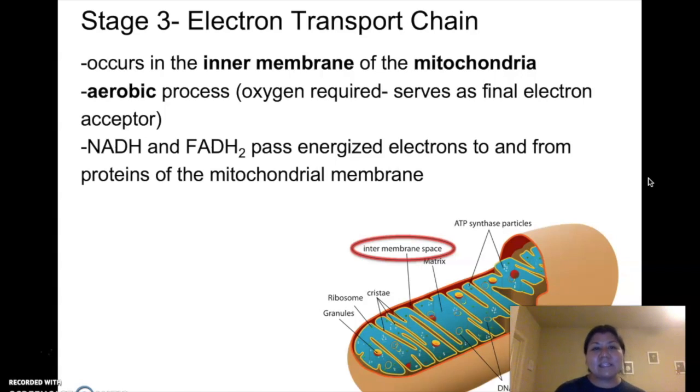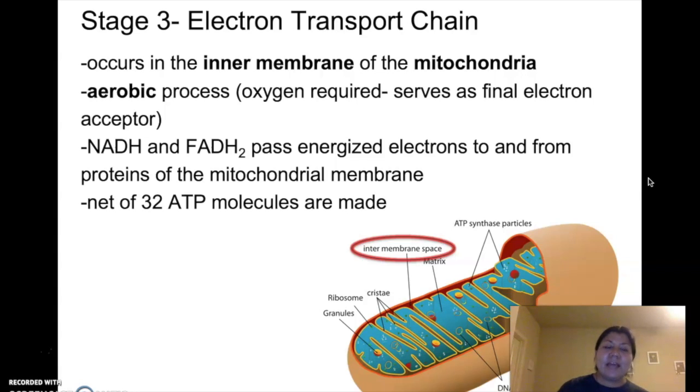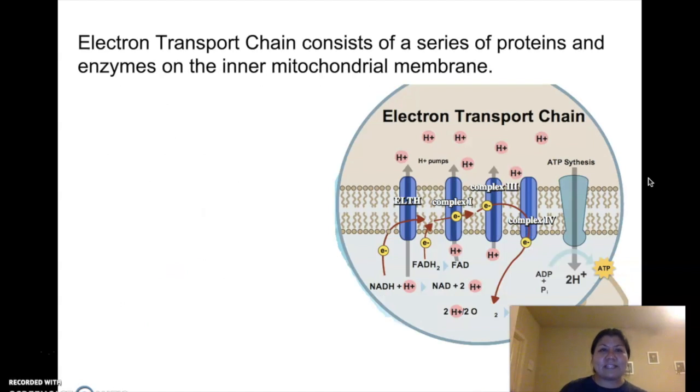We have all that NADH and that FADH2. It's going to drop off all of those electrons from the outside of that mitochondria, so from your Krebs cycle. At the end of this, you're going to generate a lot of ATP. So around 32 ATP are made just from this step. And remember, that's just for half of a glucose molecule. So that's quite a bit.